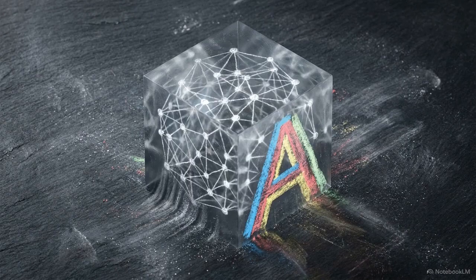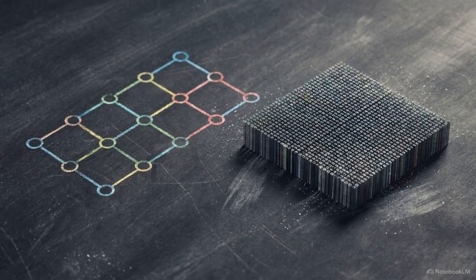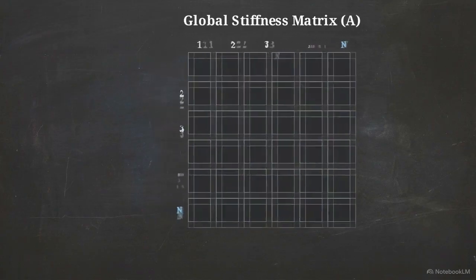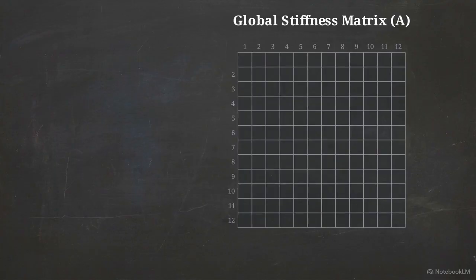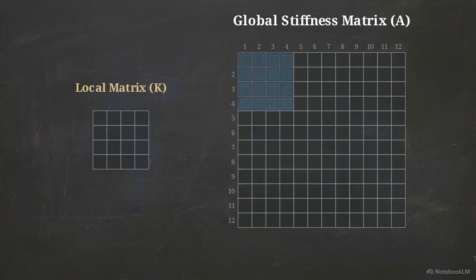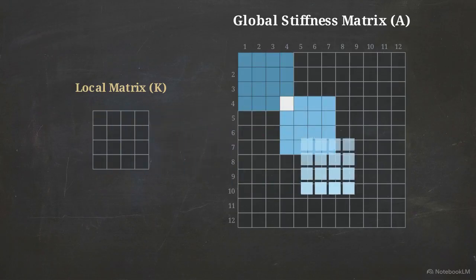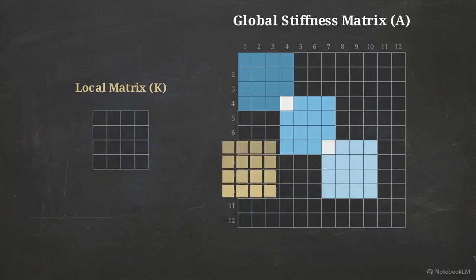Once the mesh is defined, we need a mathematical container for the entire system. This is the global stiffness matrix, or matrix A. The dimensions of matrix A are determined by the mesh. It is an n by n square matrix, where n is the total number of global nodes in the domain. For our sample 12-node mesh, the computer pre-allocates an empty 12 by 12 grid in memory. To populate this matrix, we pull data from the local stiffness matrices, matrix K, of each individual element.